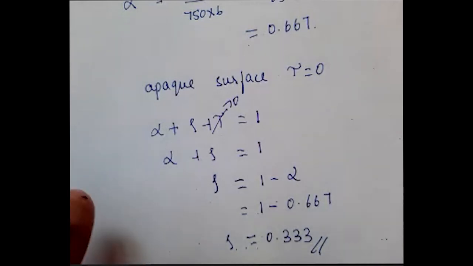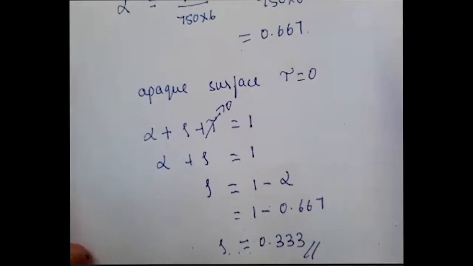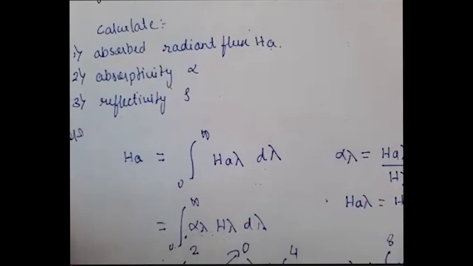This is all about the problems we have solved today. Two problems. In the next class, we will start with the solid angle and radiation intensity. These are the two problems we have solved today. If you have any doubts, you can just ask me.